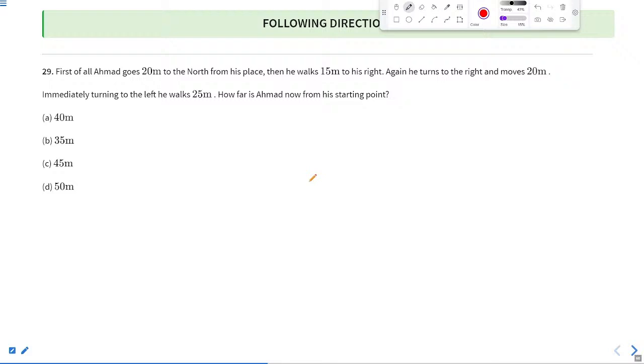29. First of all, Ahmed goes 20 meters to the north, 15 meters to the right, then turns right and moves 20. Turning left, he walks 25. How far is Ahmed from his starting point? 20 meters north, 15 meters right, right 20, turns left and walks 25. How far is he from the starting point?